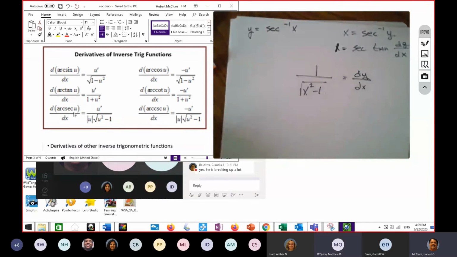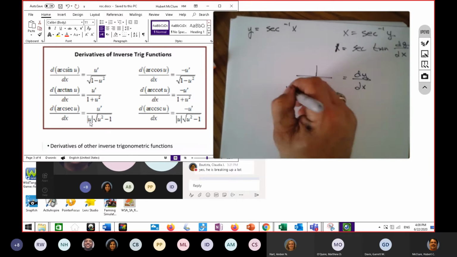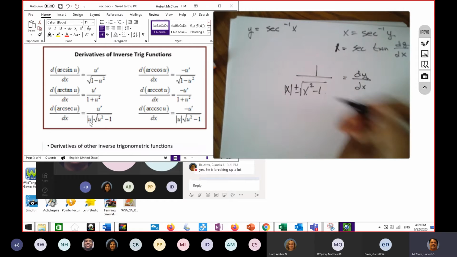And if you look at the tangent, I mean the cosecant, I mean the secant. Where's the secant? There it is. 1 over the absolute value of x, sorry, plus or minus, times the square root of x squared minus 1.